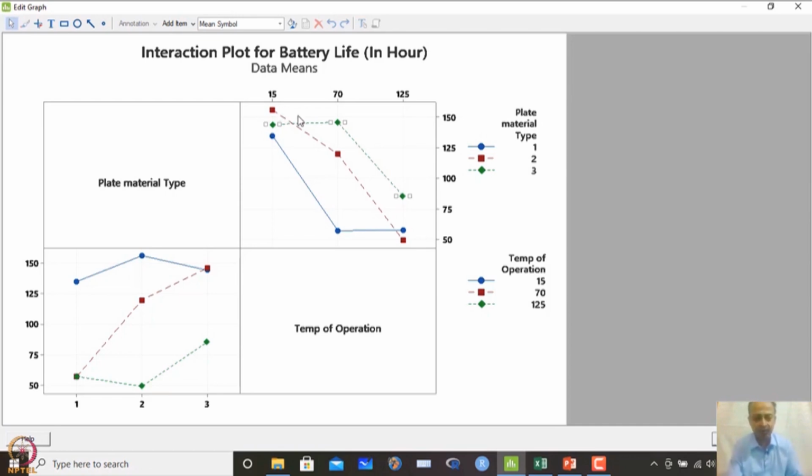Visually, what we are seeing over here, there is no problem in seeing this one, although plate material type 2 is the preferred one. But we have to make a multiple comparison test and figure out whether the combination of 15 and 2 is different from 15 and 3. We have seen that a multiple comparison test is possible, and we can see that one.